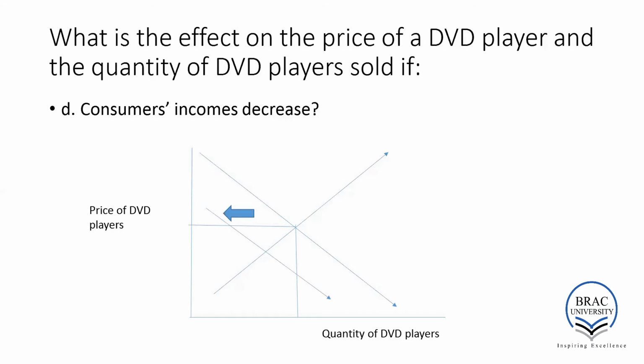So here we have our new equilibrium price. If we compare the old and the new equilibrium price, we can see that the price of DVD players in the market has decreased. And if we look at the new equilibrium quantity and compare it with the initial one, we see that the equilibrium quantity has decreased.